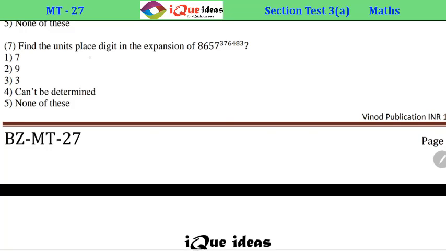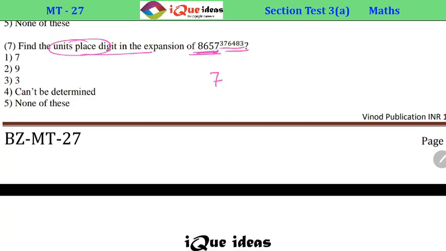Now the next question says, find the unit place digit in the expansion of this big number. If you remember, we have done it in the theory lectures. However large the number is doesn't matter. The question is about the unit place, so take only the unit digit from the base. Here the base is 8657. Unit digit is 7. Just take 7.